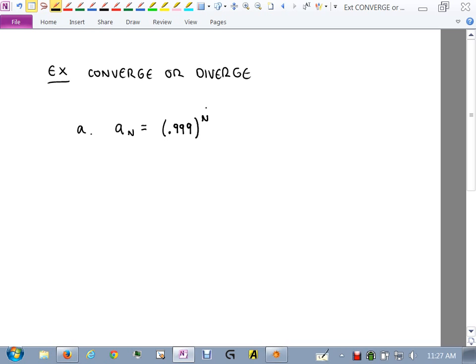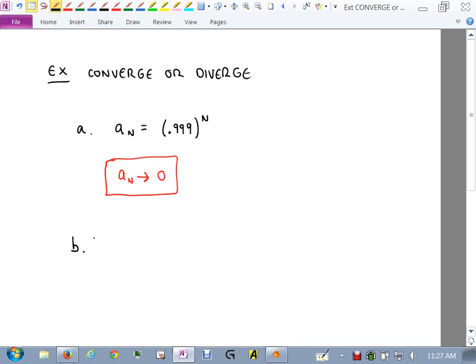What is that? As n gets bigger, this thing gets smaller, right? Because 0.999 is less than 1. If it's less than 1, it gets smaller as you raise it to bigger powers. Are you all comfortable with that? If it's bigger than 1, it goes to infinity, right? So this would converge to 0.